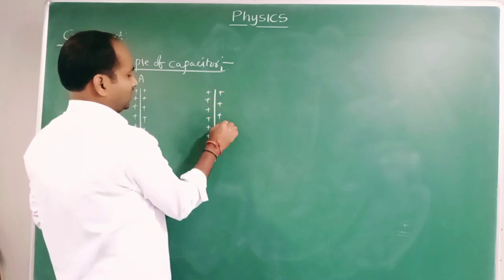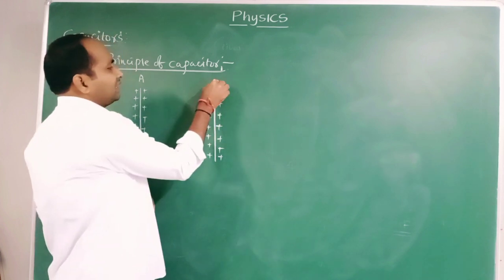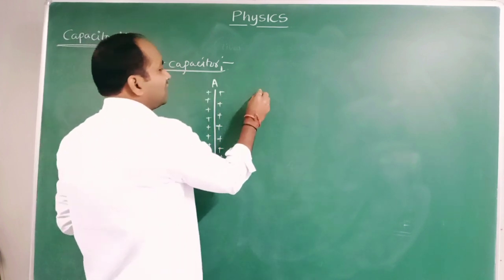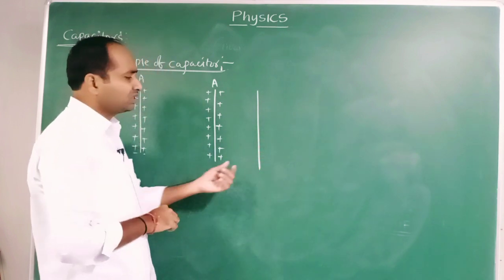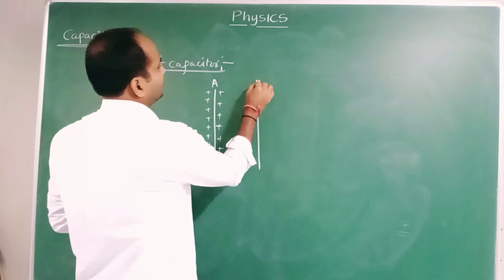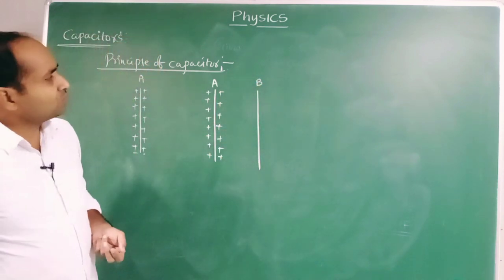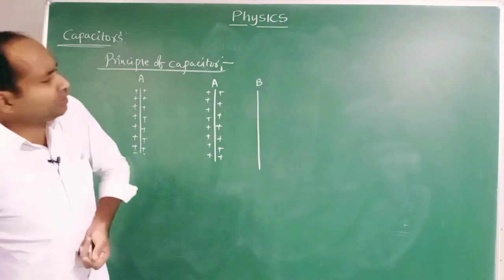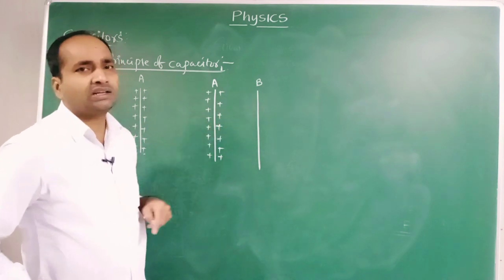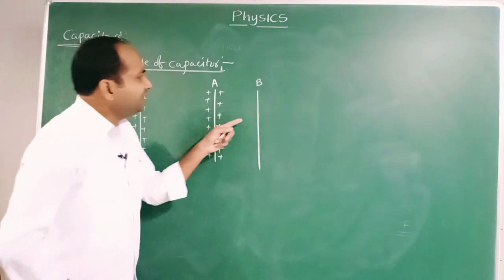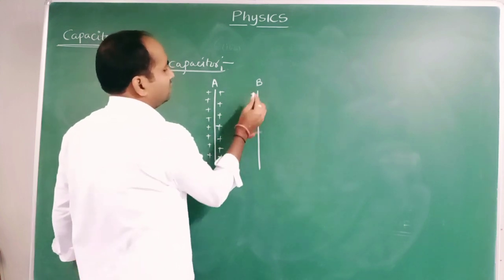Given a positive charge on this conductor A, we bring an uncharged, neutral conductor B parallel to A, closer to it. Uncharged means neutral. See, on the near side of B, an opposite charge is induced by the induction process.